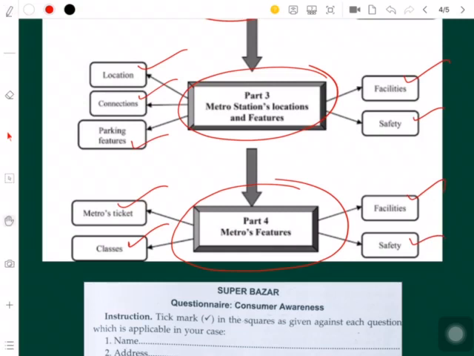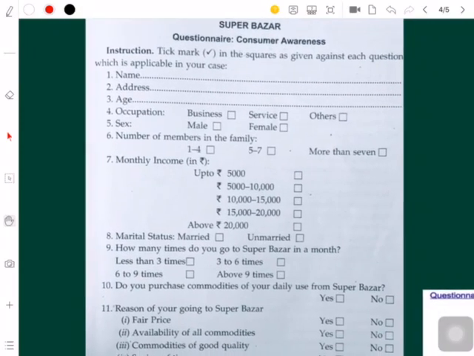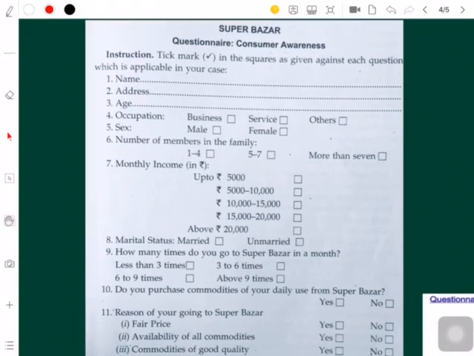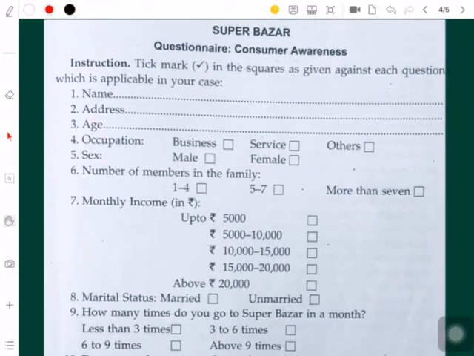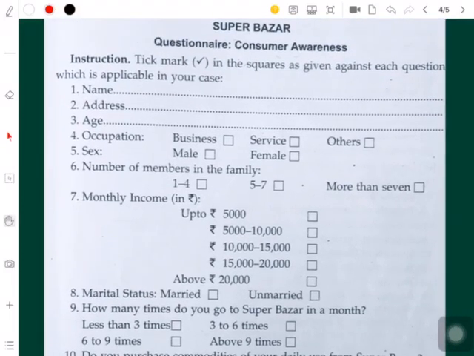I have made a questionnaire for you regarding Super Bazaar. In this questionnaire you can find all these sets of questions. That was an example to help you understand what a questionnaire looks like. Look at the questionnaire itself and how it looks. I'll enlarge it so you can see it properly. This is a Super Bazaar questionnaire on consumer awareness.